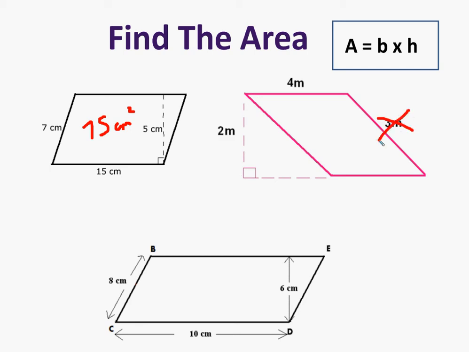When you find the area of a quadrilateral, you don't care about the diagonals, unless it's a rhombus, and I'll show you that in a moment. 4 times 2 would be 8, and that would be meters squared. And here we have 10 times 6, base times height, would be 60 centimeters squared. And once again, we don't care about this diagonal.